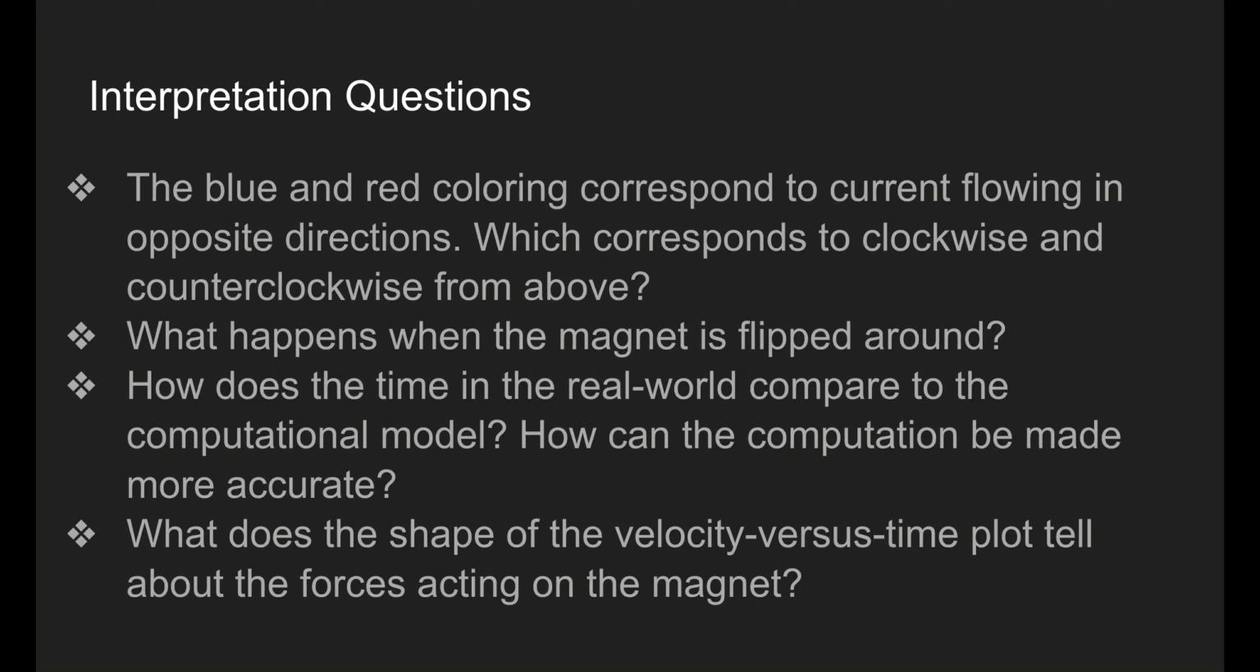The time in the real world is a little bit faster than the computational model, and this might be improved by including some type of drag or air resistance, and also maybe something with the cardboard tube in the middle. And the shape of the velocity versus time plot tells us that the forces at the beginning are pulling the magnet down as the velocity is sharply decreasing, and then they balance out, and then at the end the velocity goes back to sharply changing downward as the force due to gravity increases.